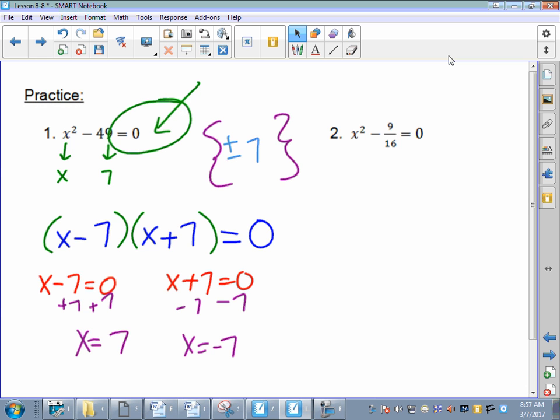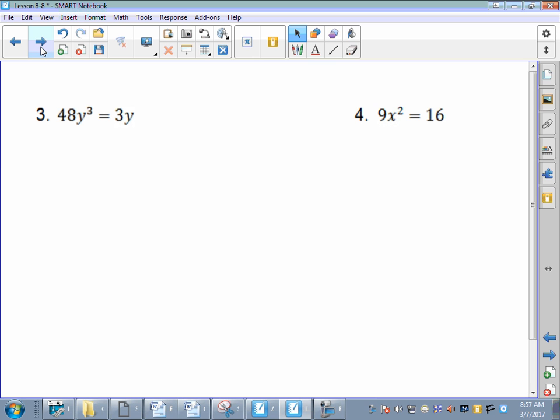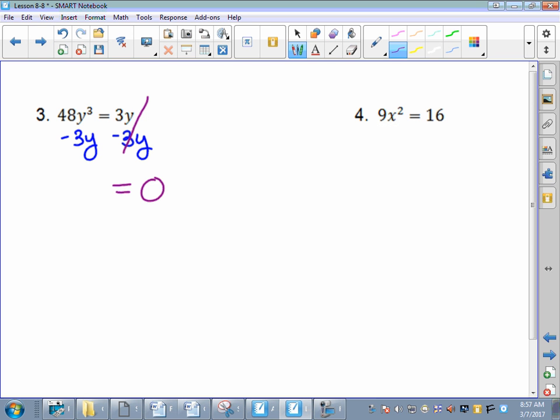Let's do one last problem. Let's do number 3, because this one has several issues. First of all, is it equal to 0? What is the problem with this problem? We have to get the 3y over to the other side. That's where we're going to subtract it, because if I subtract it, that crosses out and I've just got 0 left. And then here, I've got a 48y cubed minus 3y.